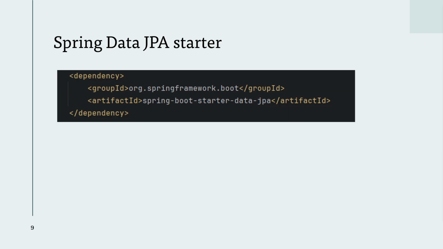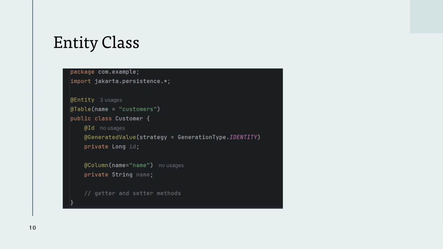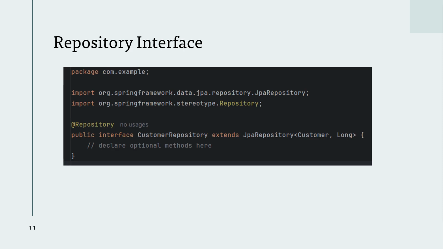This example shows the Spring Data JPA starter in the pom.xml file. This example shows how you would define the entity class using the entity annotation. This example shows an interface extending the JPA repository generic interface.